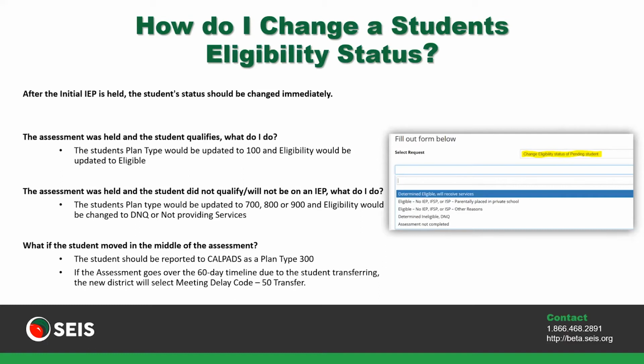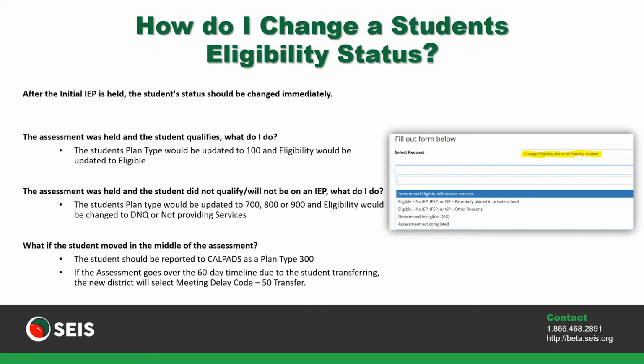Let's say, for example, the assessment was held and the student did not qualify or will simply not be on an IEP. Again, the student's plan type should reflect what was determined at that meeting. So it should be updated to a 700, 800, or 900, depending on the situation. And then you will submit that student change form request to have the student DNQ'd, not providing services.